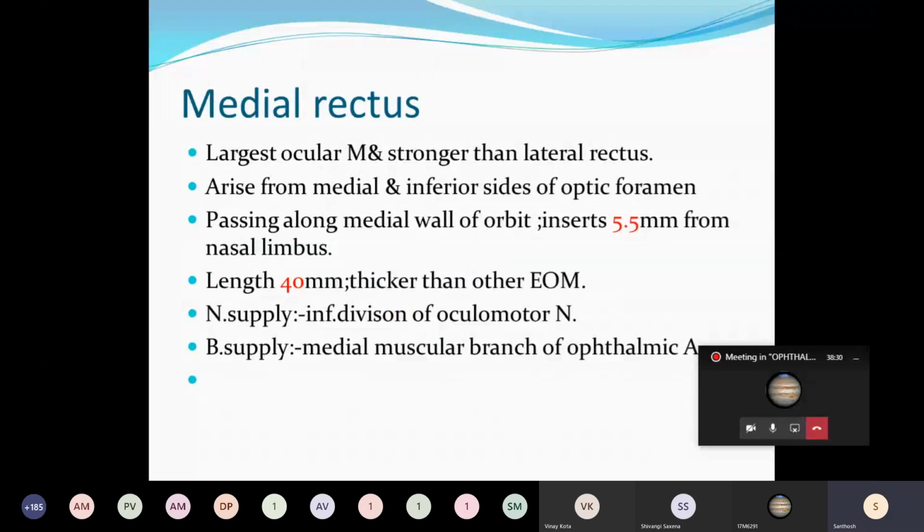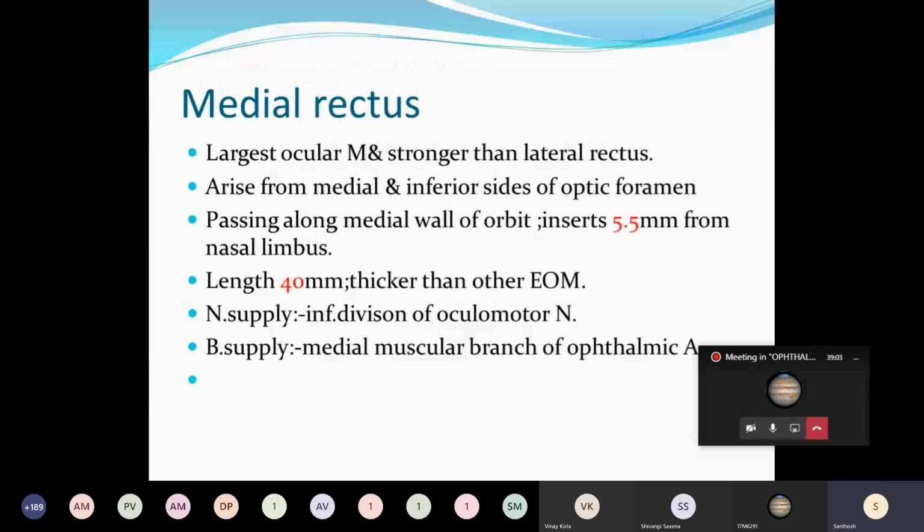Medial rectus, largest ocular muscle. Thickness wise, it is the largest ocular muscle and stronger than the lateral rectus. It arises from medial and inferior sides of the optic foramen. Passing along the medial wall of the orbit, it gets inserted at a distance of 5.5 millimeter from the nasal limbus. So it is the closest to the limbus when you compare all the four recti muscles.